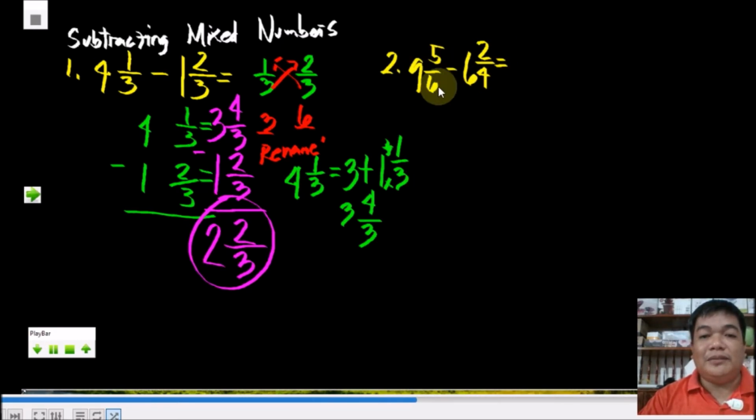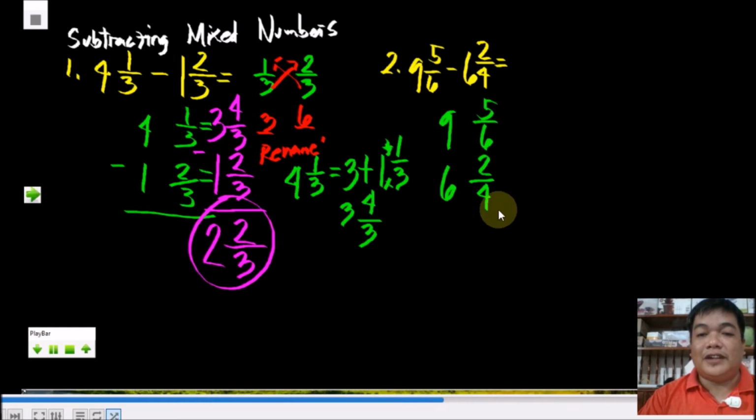Okay, next, 9 and 5/6 minus 6 and 2/4. Again, we need to align the whole number and fraction. After aligning the whole number and fraction, we need to compare 5/6 and 2/4, to see if 5/6 is greater than 2/4, by cross product. So we need to compare 5/6 and 2/4.